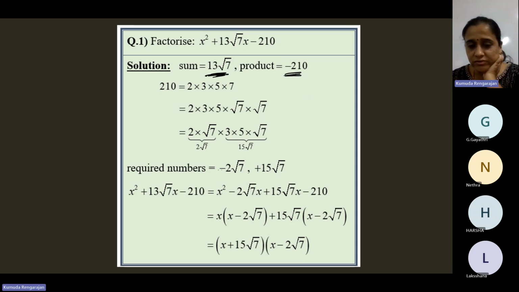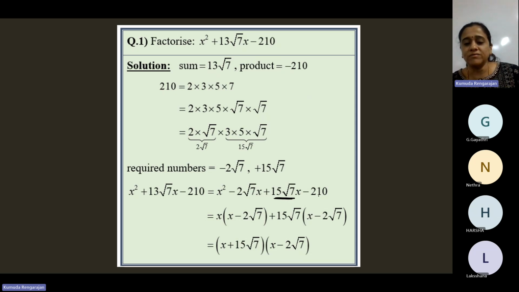If the sum is positive, both numbers can also be positive, but the minimum requirement is that the greater number should be positive, because we put the sign of the greater number when we subtract. Since the sum is positive, the greater of the two numbers should be positive, and because the product is negative, the other has to be minus. Then we get the sum 13 root 7 and, multiplying, the product minus 210. So split the middle term, then take the common factor.